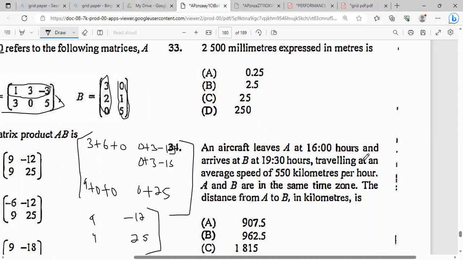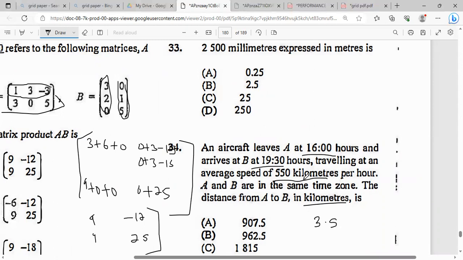All right. So an aircraft leaves A at 1600 hours and arrives at B at 1930, traveling at an average speed of 550 kilometers per hour. A and B are in the same time zone. The distance from A to B is, all right, so first we need to know the time. From 16 to 17, that's 1. To 18, that's 2. To 19, that's 3. And then 3.5. So it takes 3.5 hours.